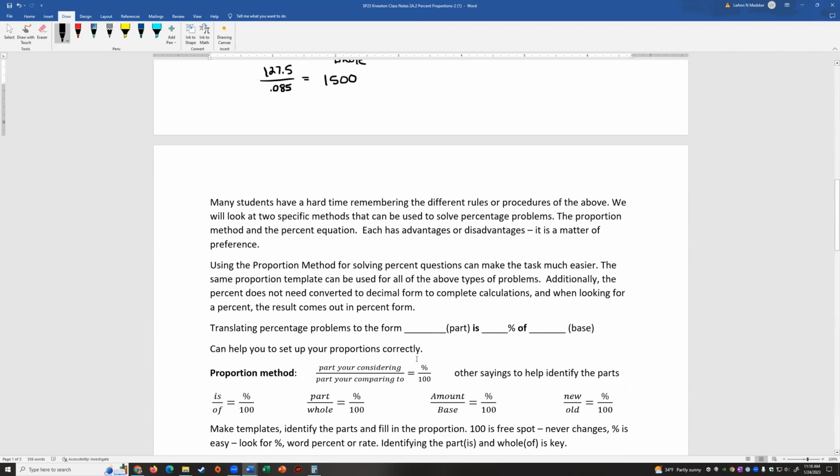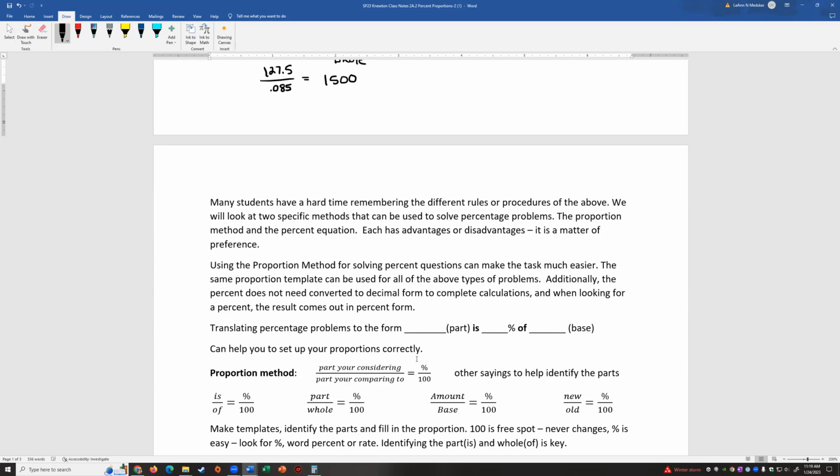Many students have a hard time remembering the different rules or procedures of the above. We will look at 2 specific methods that can be used to solve percentage problems, the proportion method and the percent equation. Each one has its own advantages or disadvantages, and it does become a matter of preference most of the time. Using the proportion method can make the task much easier. The same proportion template can be used for all of the above types of problems. Additionally, the percent does not need to be converted to a decimal, and when you're looking for a percent, you get the answer already in percent form.